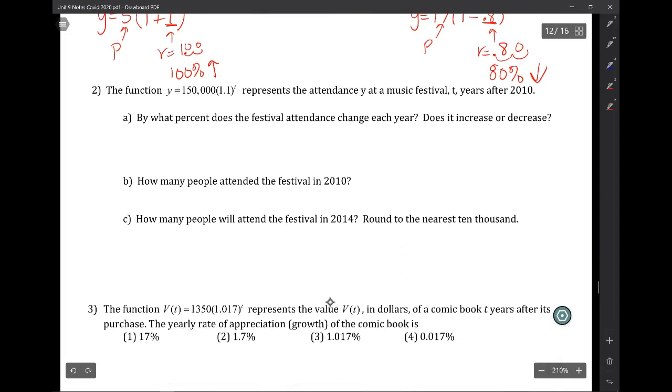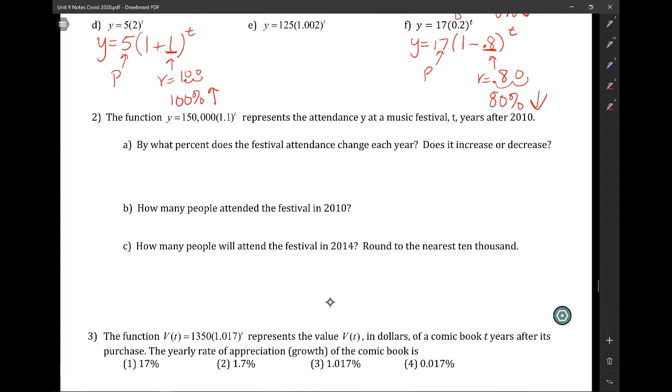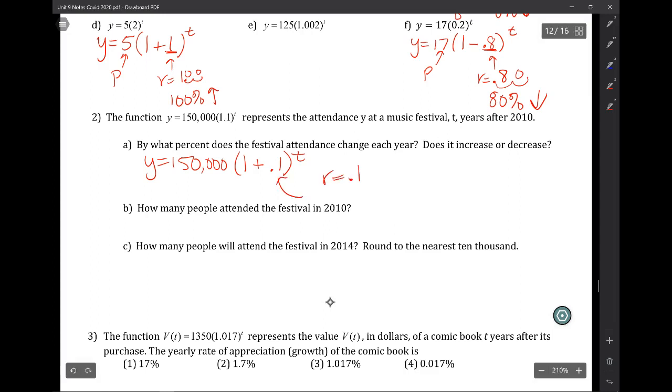We're going to do a couple more of these before we get into some applications, and I think you're going to like those. All right, number 2, given the following function represents an attendance at a music festival T years after 2010, by what percent does the festival attendance change each year? And does it increase or decrease? So when I'm looking at this equation, I'm going to rewrite it as 1 plus 0.1t. And so by what percent? Well, here's the rate in the problem. R is 0.1. And so if R is 0.1 and I swing, 10% growth or increase each year.